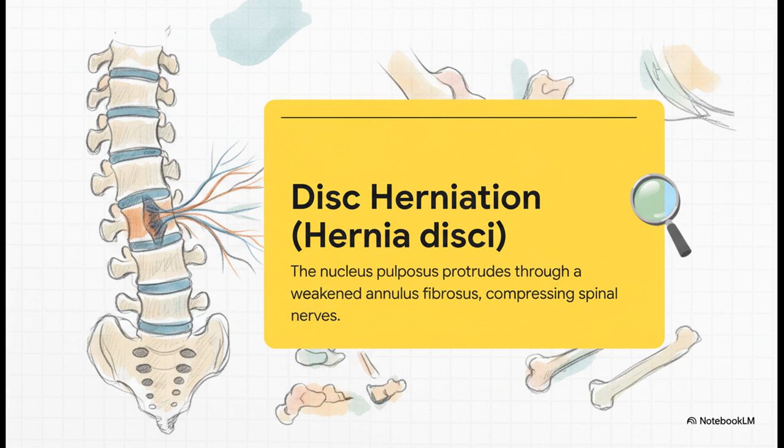You know this one. The mechanism is everything. That jelly-like center, the nucleus pulposus, literally squeezes out through a tear in the tough outer ring, the annulus fibrosus. And the problem isn't just a pain signal. It's the direct physical compression on those spinal nerves. This is often one of the first dominoes to fall in that whole degenerative cascade.